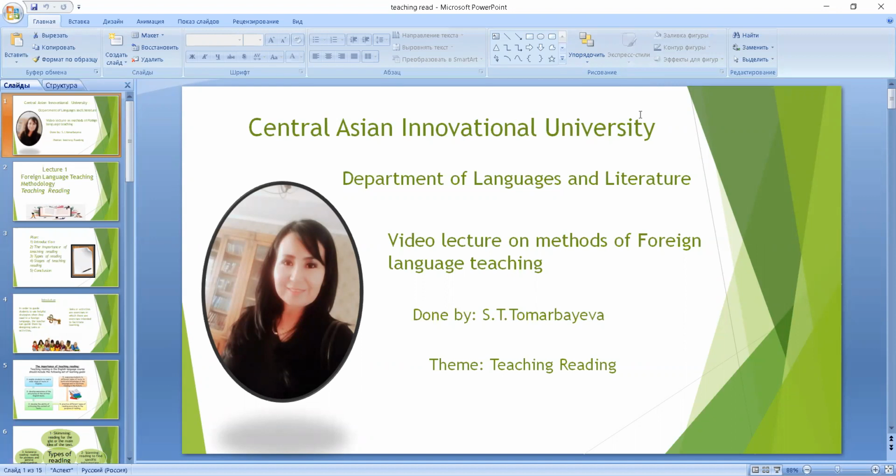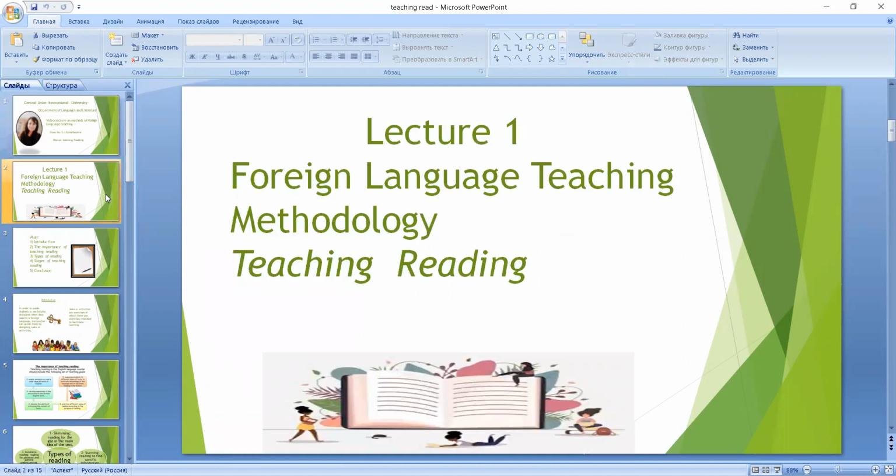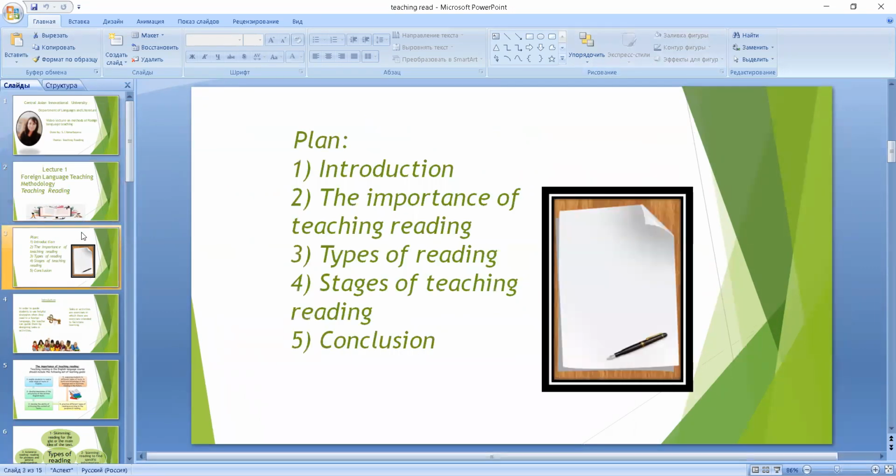Today, I'll read the lecture on methods of foreign language teaching. The theme is teaching reading. Today, we consider the foreign language teaching methodology of teaching reading. And the plan: first, the introduction, the importance of teaching reading, types of reading, stages of teaching reading, and the conclusion.